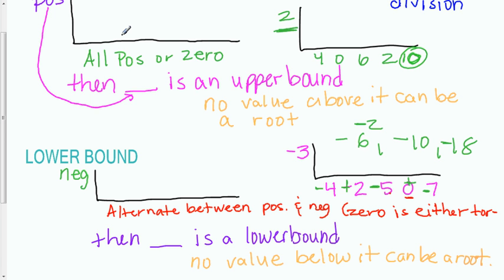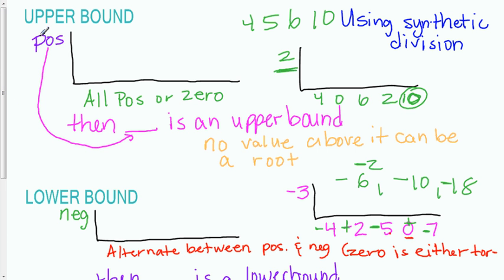And these two rules only work, lower bound only works when this value is a negative. Upper bound only works when this value is a positive. If you have a positive number out here and this alternates, it is not a lower bound, because a lower bound can only be a negative value and an upper bound can only be a positive.